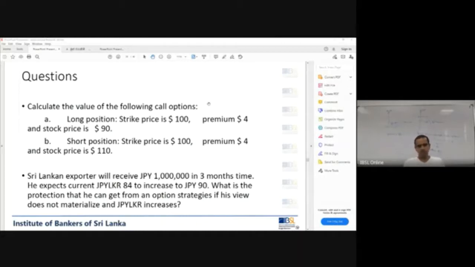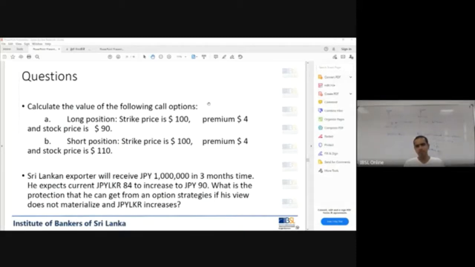So the question is, what protection can he get from an option strategy if his view does not materialize and the yen rupee does not increase? Well, now he is receiving yen, which he needs to sell. And the market is expecting the yen rupee to increase, which is good for him. If that is the case, then he needs to cover the downside risk.